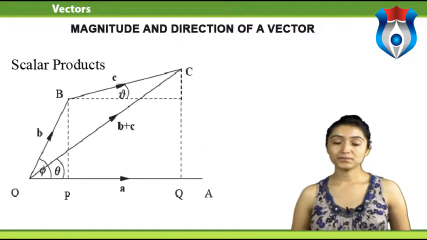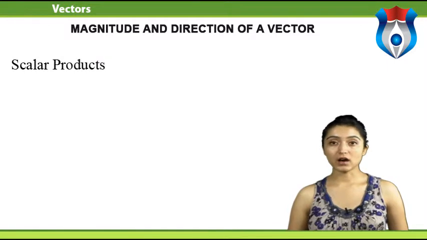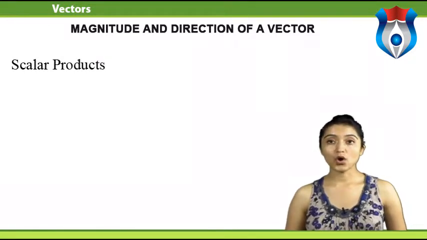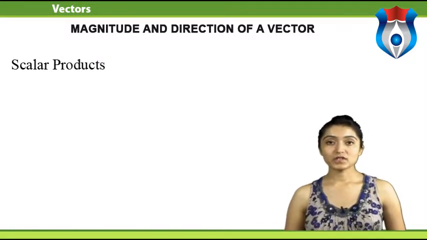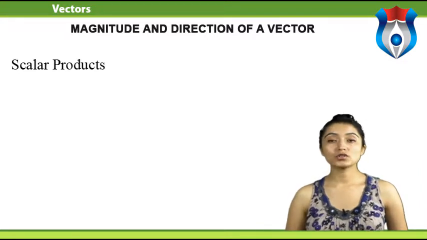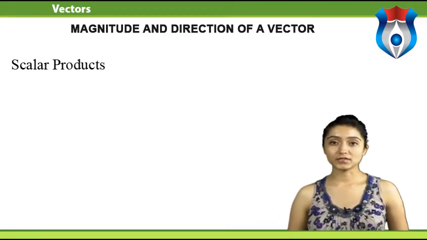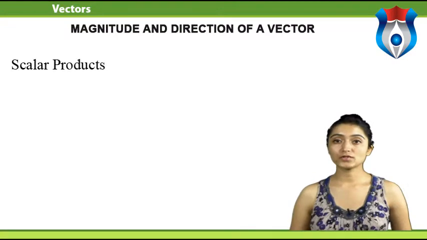Scalar products. The scalar product of 2 vectors a and b is defined as ab cos theta, where theta is the angle between the 2 vectors, and a and b are the moduli or magnitudes of a and b. The scalar product is usually written as shown, read as a dot b. So a dot b equals ab cos theta. The scalar product follows both the commutative and distributive laws.